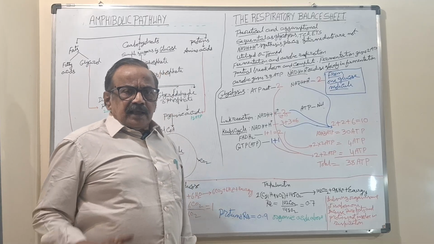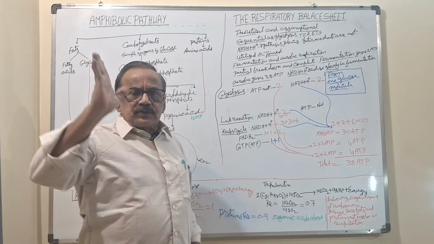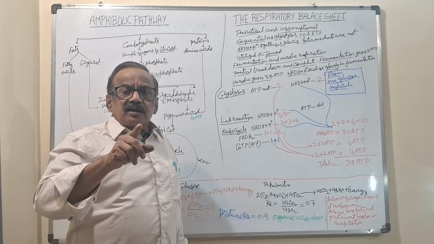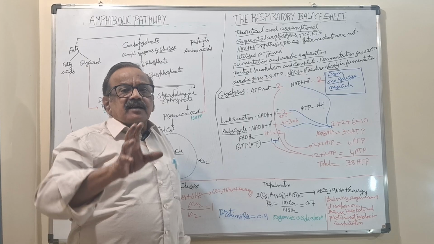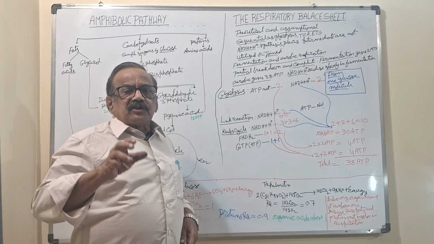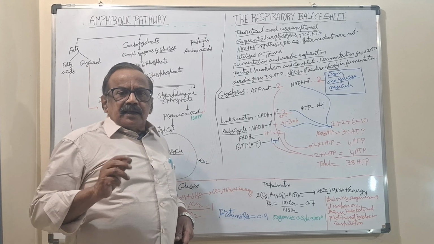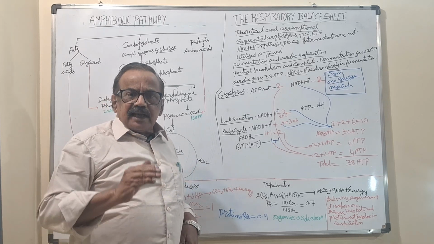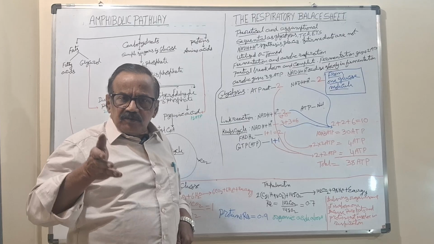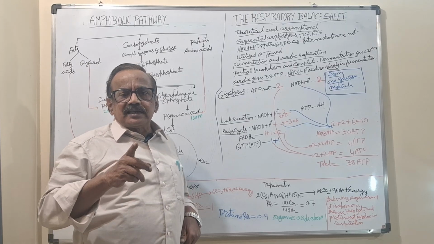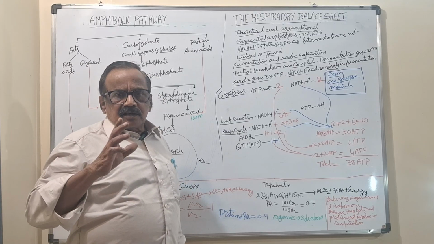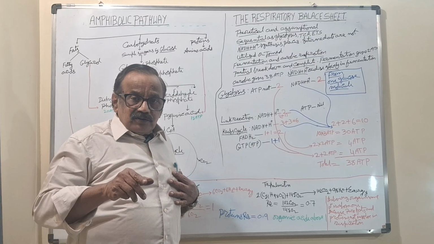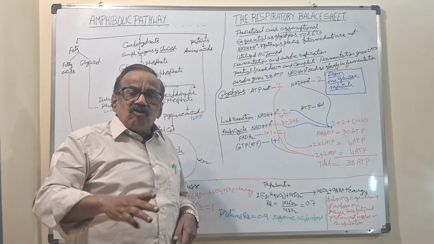NADH plus H plus is produced in glycolysis when glyceraldehyde 3-phosphate is converted into bisphosphoglyceric acid. At that time, glyceraldehyde 3-phosphate is oxidized and NAD plus is reduced into NADH plus H plus. These are NEET questions. So that NADH plus H plus, which is reduced, will be reoxidized in fermentation.